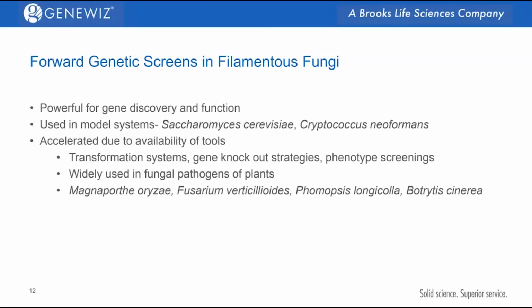Recently, the deployment of forward genetic screens has been accelerated due to the availability of different tools, such as transformation systems, different gene knockout strategies in filamentous fungi, and phenotype screenings on a large scale and high throughput. So it has been widely used in fungal pathogens of plants to look at genes regulating virulence. Some examples include Magnaporthe oryzae causing rice blast in rice, Fusarium verticillioides, Phomopsis longicolla, and also Botrytis cinerea.